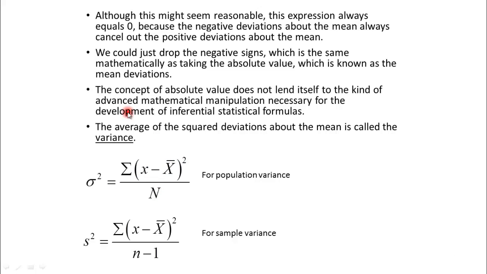Although the last formula might seem reasonable, this expression will always be equal to 0 because the negative deviations about the mean will always cancel out the positive deviations. So we need a mechanism where we can drop the negative signs, which is the same as mathematically taking the absolute value, called the mean deviation. But the concept of absolute value doesn't lend itself to the kind of advanced mathematical manipulation necessary for the development of inferential statistical formulas. So the average of squared deviations about the mean is called the variance.